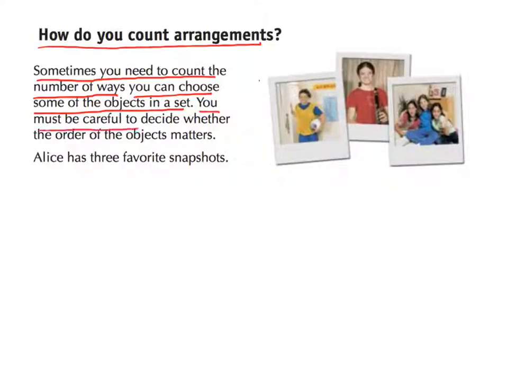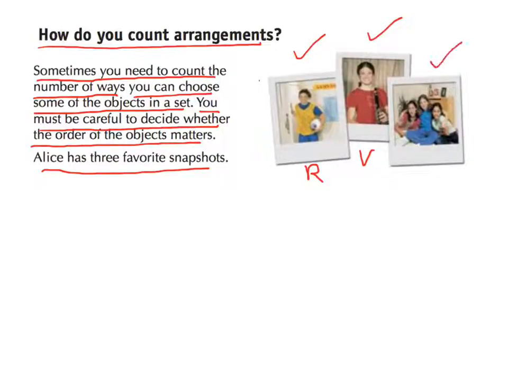You must be careful to decide whether the order of the objects matters. So when you're arranging these objects, you must be careful whether the order of arrangement matters or not. For example, let's take Alice has 3 favorite snapshots. Let us label this snapshot as recreation, when he's coming back from sports. Let us label this snapshot as victory. He has won something. And let us label this snapshot as family snapshot.